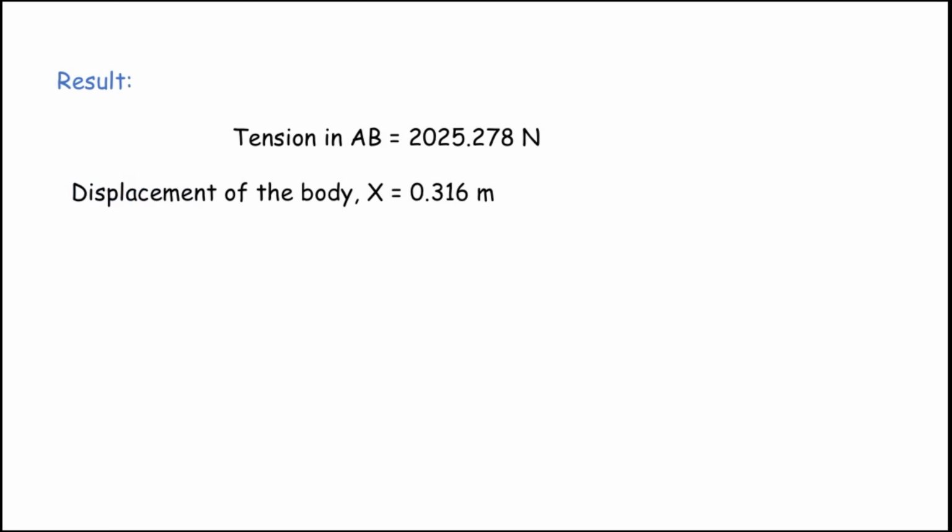So now going to the result. The tension in the chain AB is 2025.278 Newton, and the displacement of the body X due to the horizontal force is 0.316 meter. This was the last video of chapter 1.